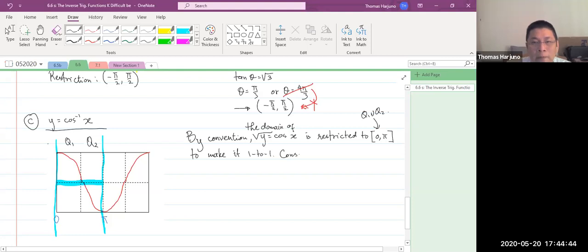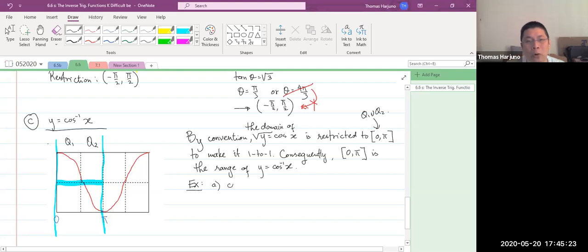Consequently, that restricted domain becomes the range of the inverse. 0 to pi is the range of y equals cosine inverse x. Okay, now with that mindset, for example, what is cosine inverse of 1/2?